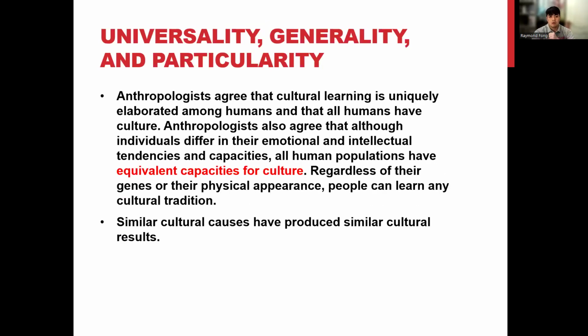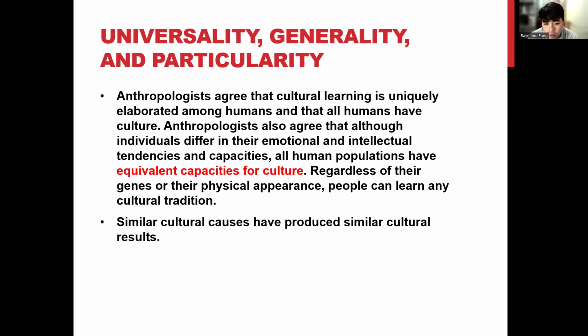All right, so universality in particular: universality, generality, and particularity. Anthropologists agree that cultural learning is uniquely elaborated among humans and that all humans have culture. Anthropologists also agree that although individuals differ in their emotional and intellectual tendencies and capacities, all human populations have equivalent capacities for culture, regardless of their genes or their physical appearance. People can learn any cultural tradition.